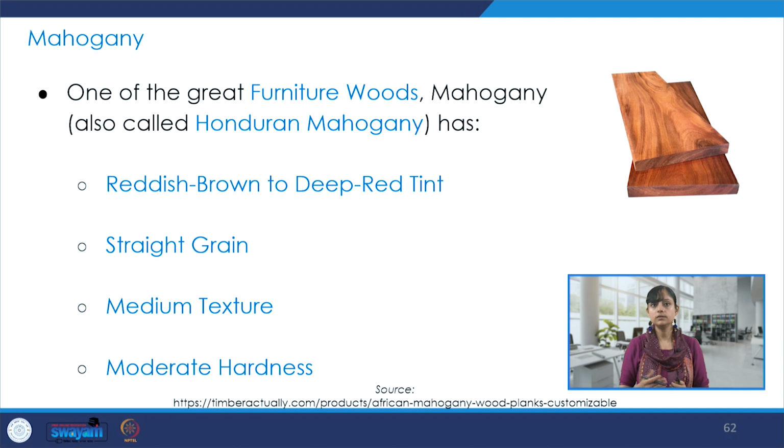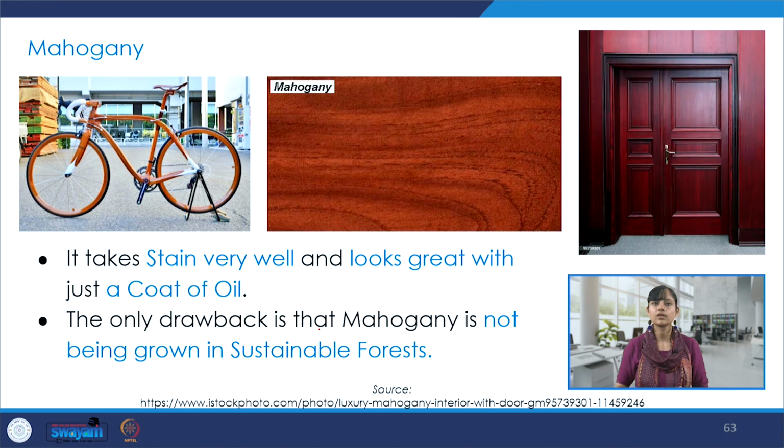Then there is mahogany, one of the great furniture woods, also known as Honduran mahogany. It has these attributes: reddish brown to deep red tint, straight grain, medium texture, moderate hardness. It also stains very well, and it looks great with just a coat of oil applied on it. The drawback is that it's not being grown in sustainable forests. So if we are really concerned about the impact on the environment, then we have to think about our choices.